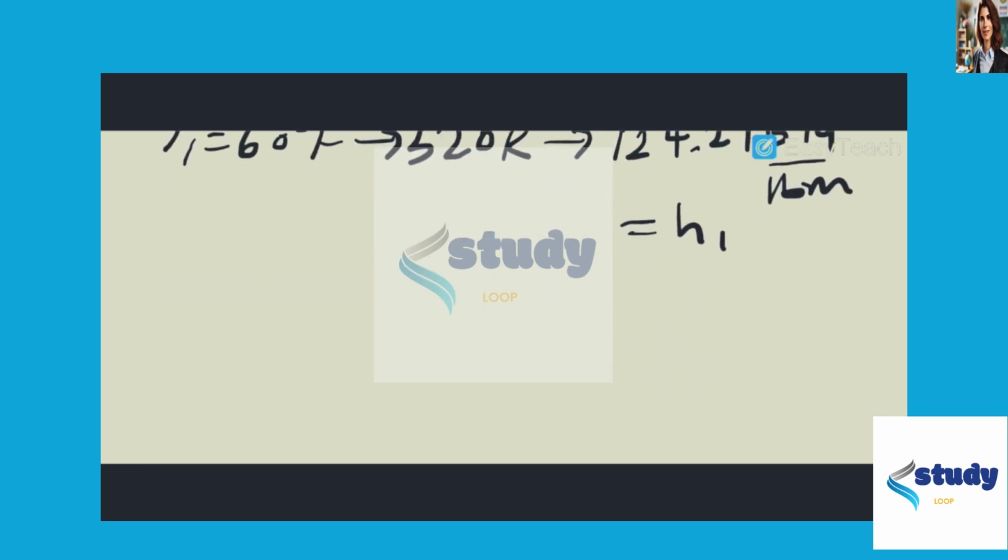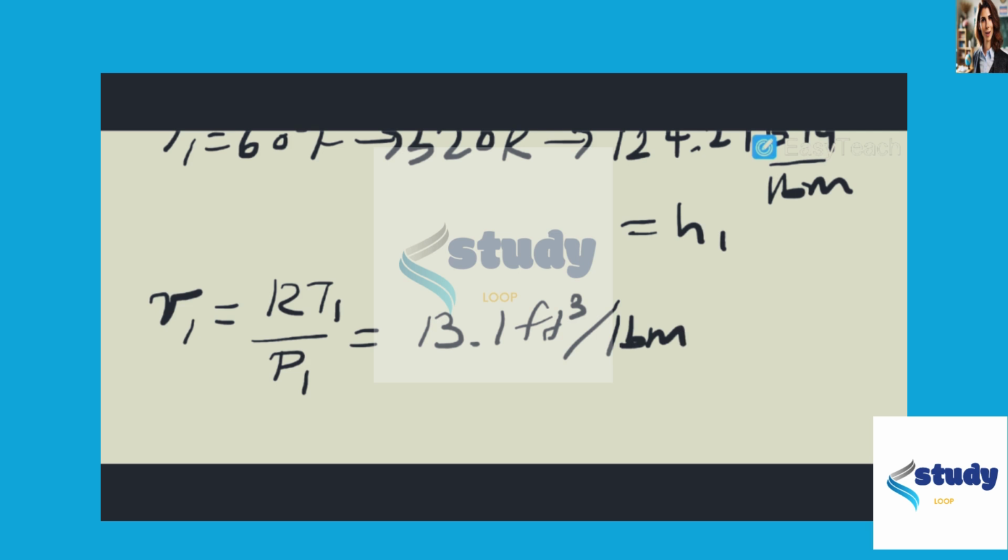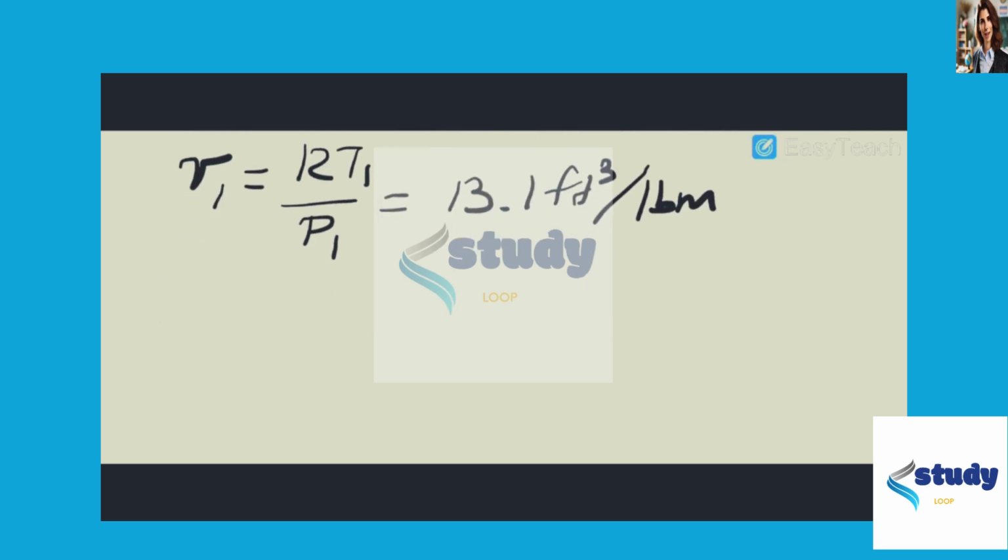Now what we can do is use the ideal gas law to solve for our specific volume, to solve for our mass flow rate. So we can say that specific volume 1 is equal to RT1 over P1, which gives us a specific volume of 13.1 cubic feet per pound mass. And by using this quantity, we can solve for the m dot by saying that m dot is equal to the volume flow rate over the specific volume. We can plug these in, and that gives us an m dot of 6.36 pound mass per second.